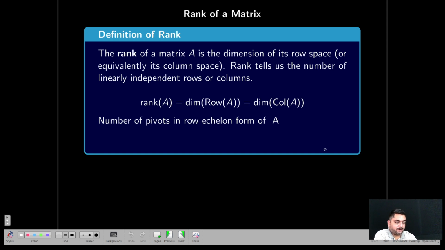Welcome to GetX AML. Today in this video we'll understand the concept of rank of a matrix. This helps us in solving many problems.